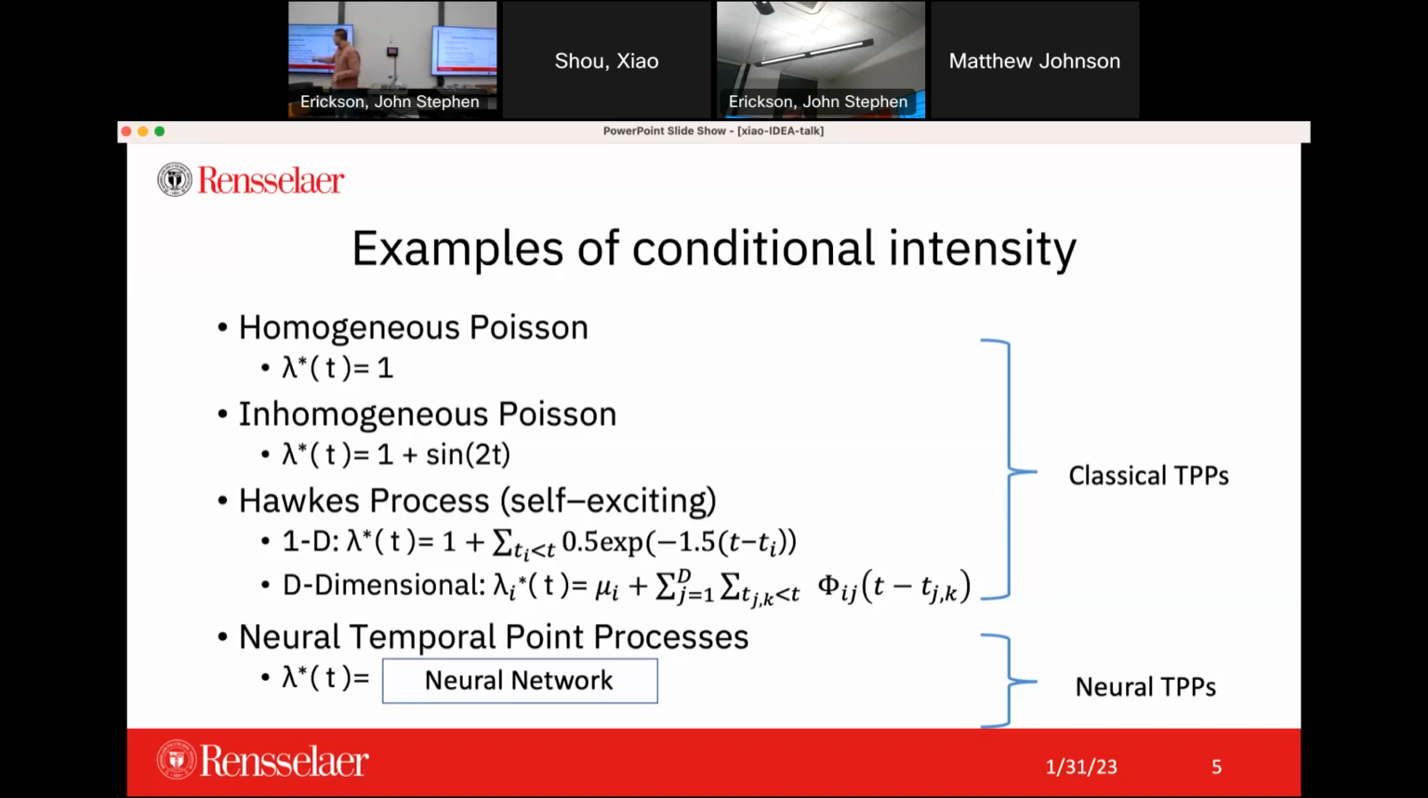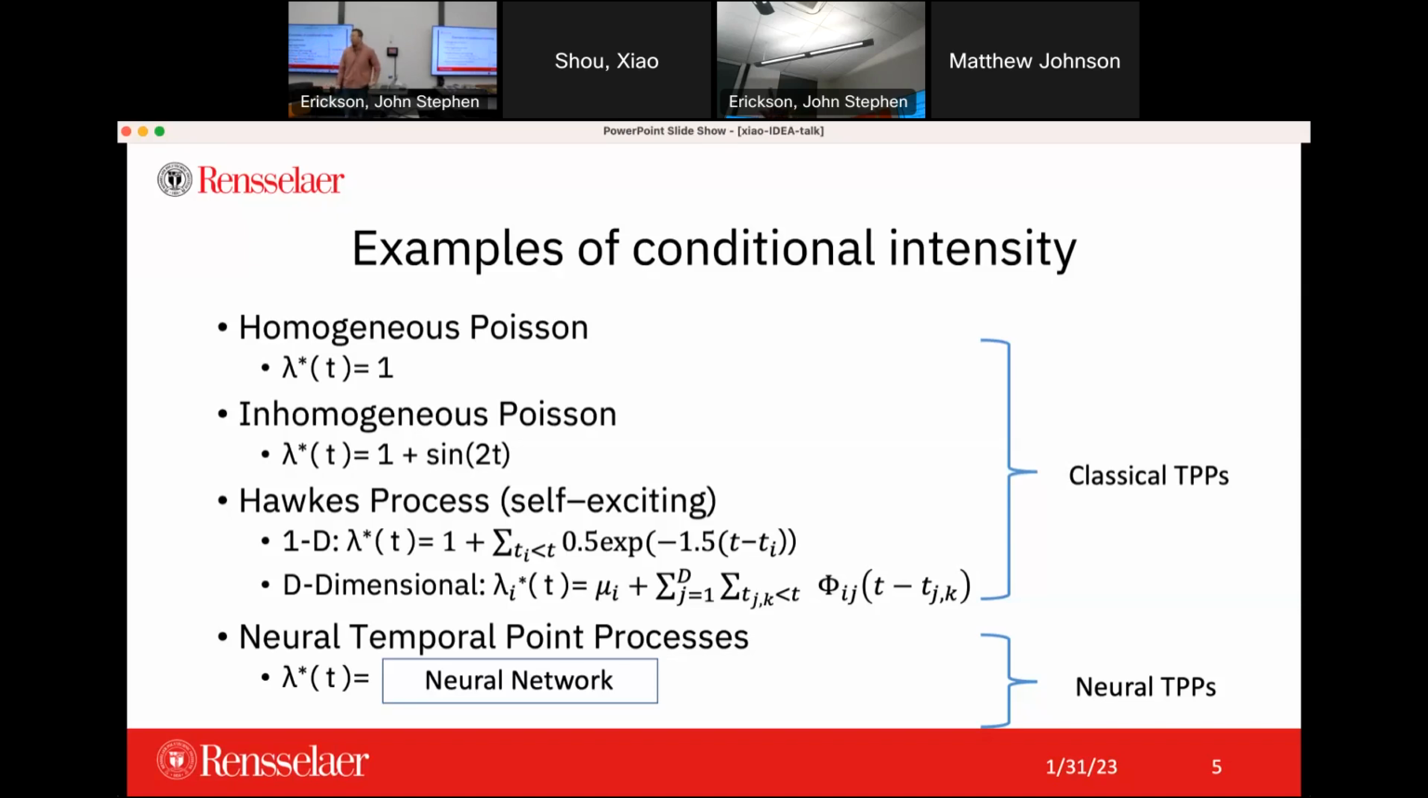But this function is non-negative, or it's always positive, right? The rate is always positive. So when you're actually doing some neural net models with that, you have to be careful.